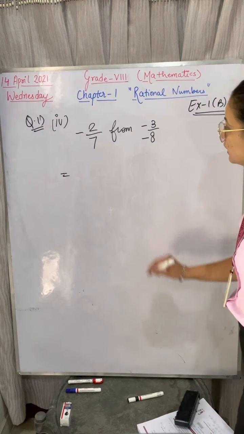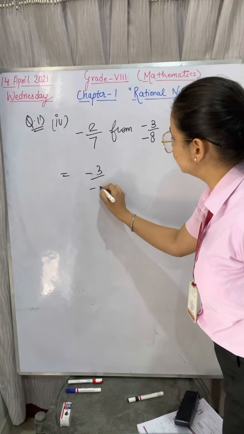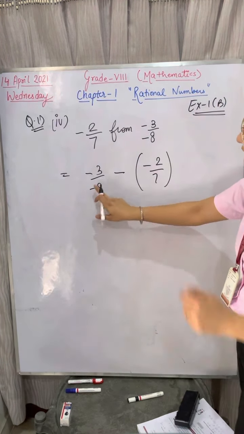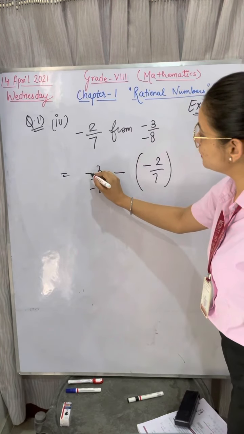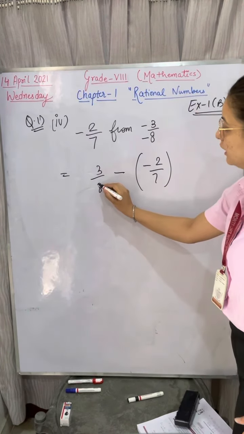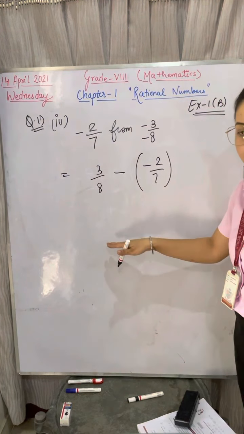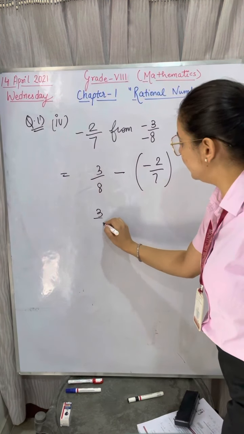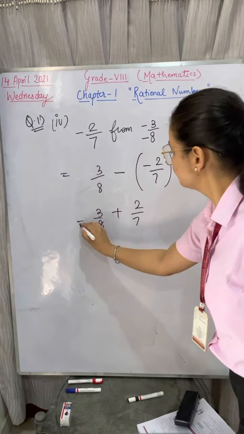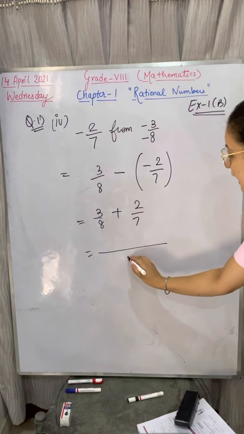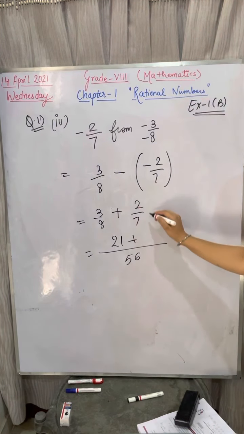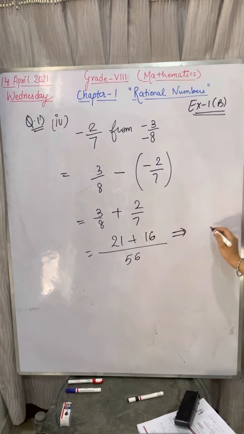Yes, very good. I'm writing this minus 3 upon minus 8 here, minus 2 upon 7 here. Both minus signs will cancel. This is a positive value. If numerator and denominator have the same sign, minus minus, that means it is a positive value. Now 3 upon 8 plus 2 upon 7 is equal to, take LCM of 8 and 7, that is 56. 8 7s are 56, 7 3s are 21, 7 8s are 56, 8 2s are 16. Answer will be how much? 37 upon 56.